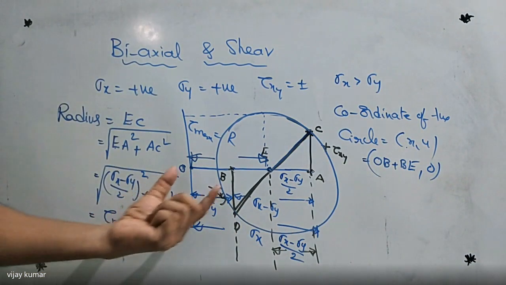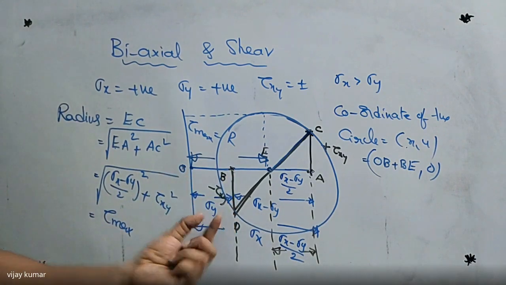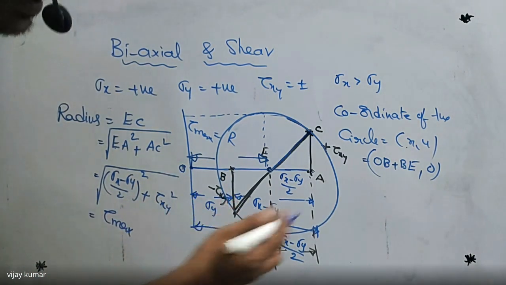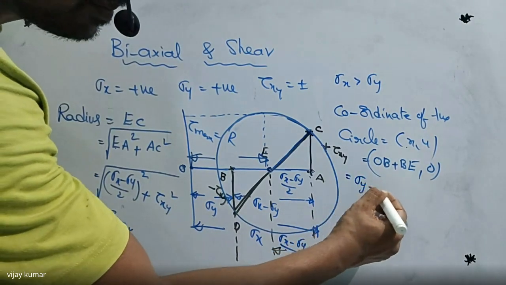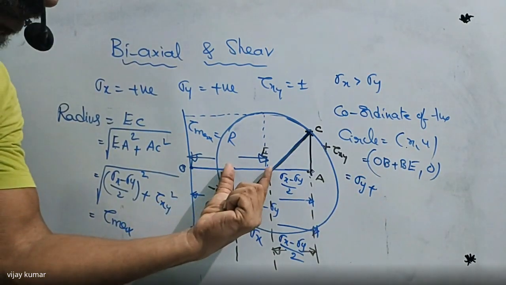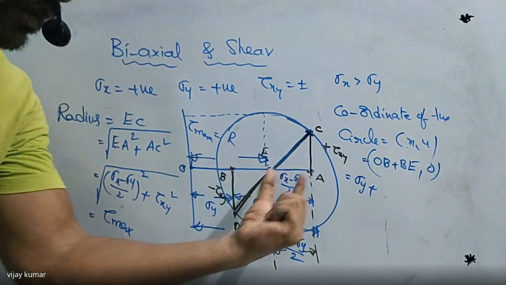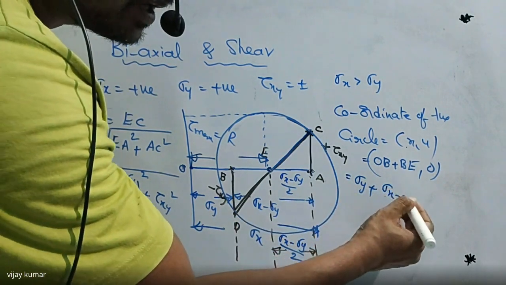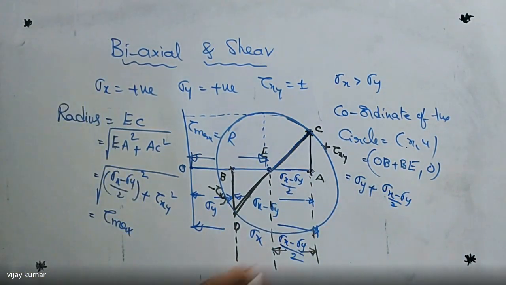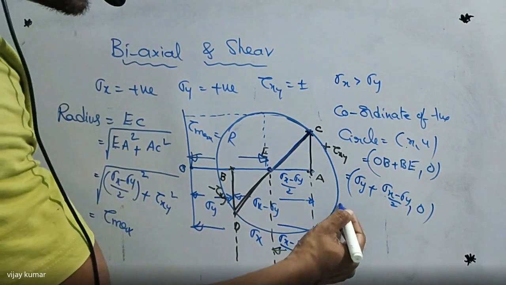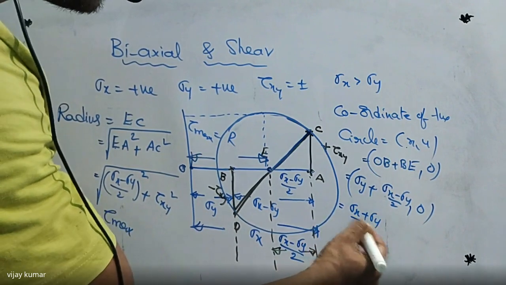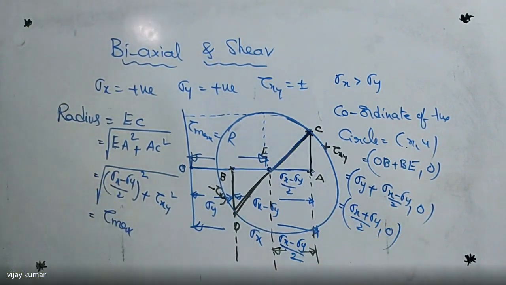What is OB here? OB is nothing but sigma y. See this one. OB is nothing but sigma y plus BE. BE is nothing but sigma x minus sigma y by 2. This one and this one both are same. So I'm writing here sigma x minus sigma y by 2, comma 0. Then if we solve this, take the LCM, we get sigma x plus sigma y by 2, comma 0, which is the value of the coordinates of the Mohr circle when the component is subject to biaxial and shear.